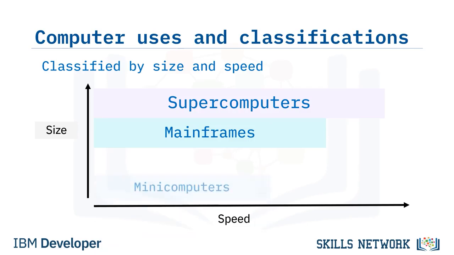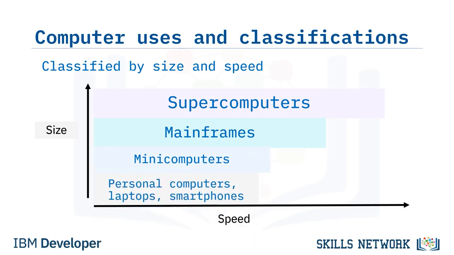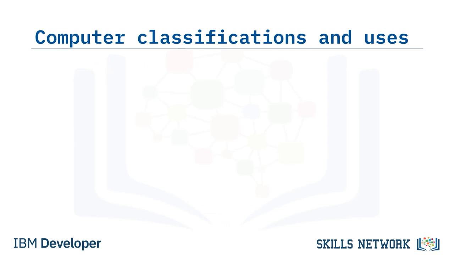Next in size and speed are mini-computers, which enable more than one person to access the same data. Finally, the smallest computers are microcomputers. This category includes personal computers, laptops, smartphones, and other single-user devices. Another way to classify computers is by use.